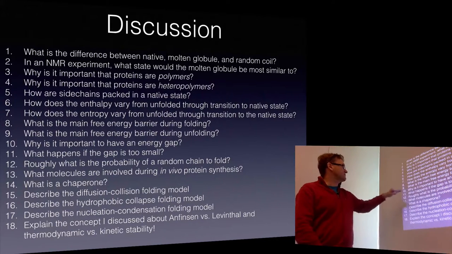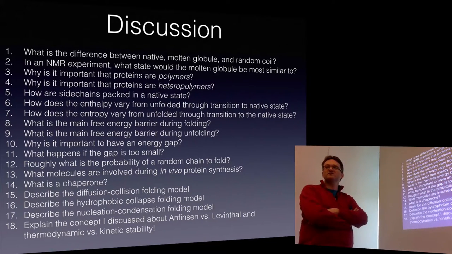You know what, let's skip 10 for now, because I'm going to talk a whole lot more about that today, and the part I talked about last week was a bit too much hand-waving. So let's move to 12. Roughly, what is the probability of random chains to fold? Arrhenius. 11, right? No, 12. So we're skipping the energy gaps.